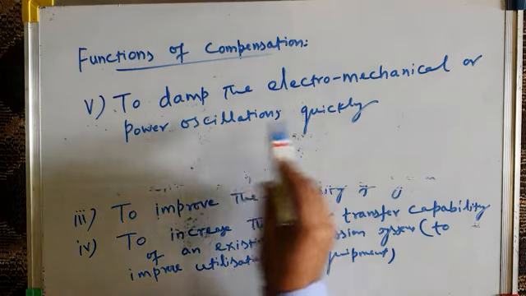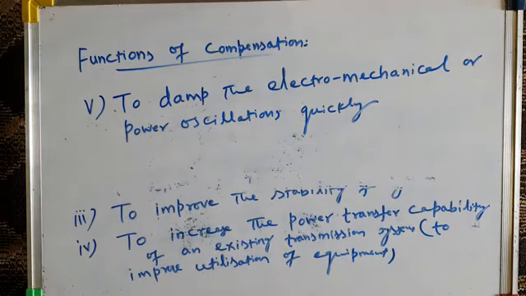And finally, whenever there are power oscillations due to some disturbance, the compensator very quickly suppresses or damps out the oscillations. So these are the main functions of compensation.